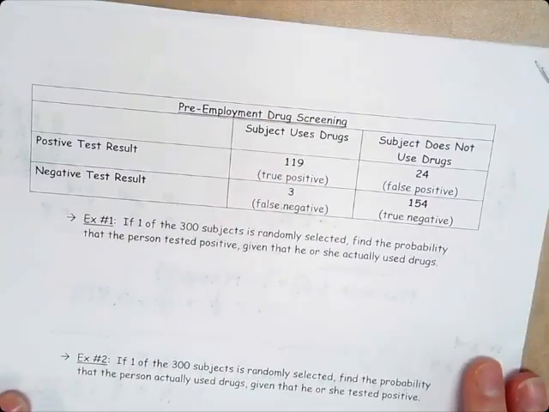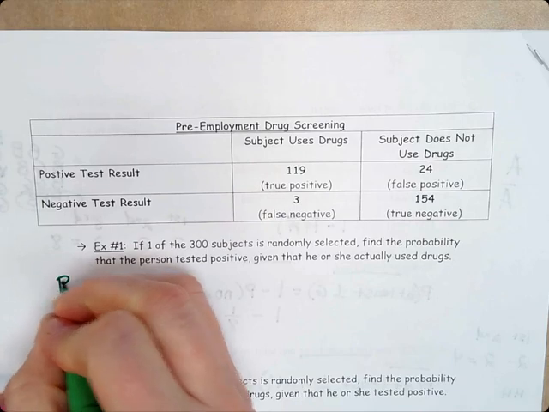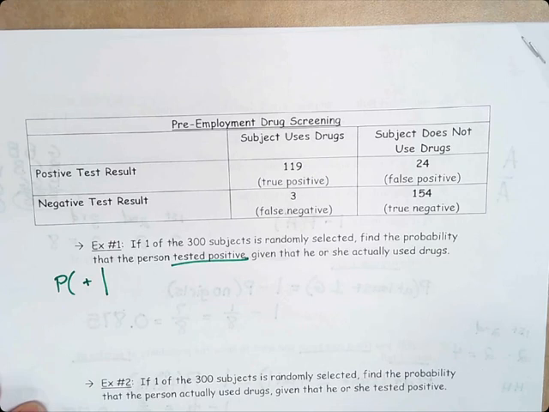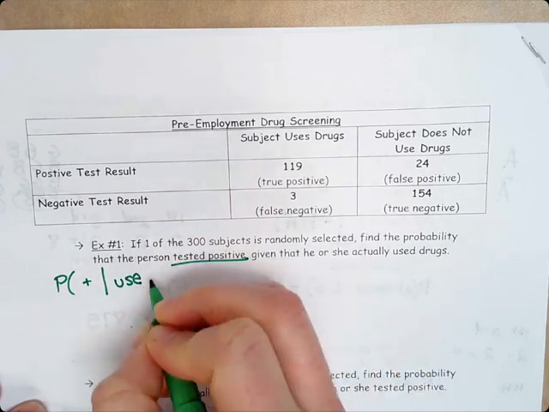Okay, so we're looking back at that table that we used during 4.2, the pre-employment drug screening with positive and negative results, and then we have our true positive, false negative, true negative. If 1 in 300 subjects is randomly selected, find the probability that the person tested positive, given that he or she actually used drugs. So let's do probability of positive, given that they used.